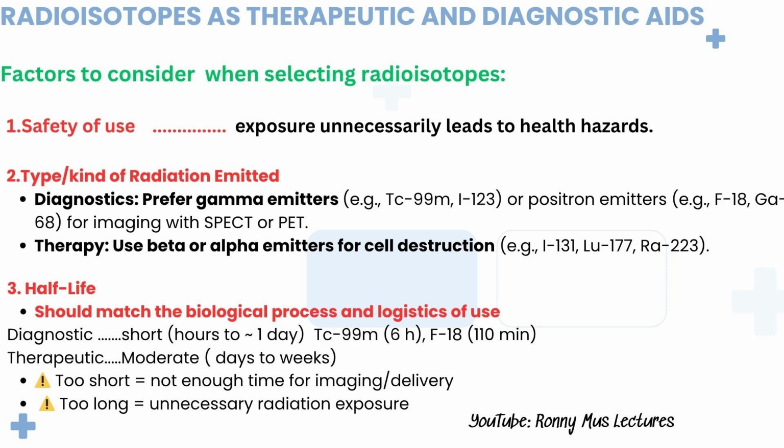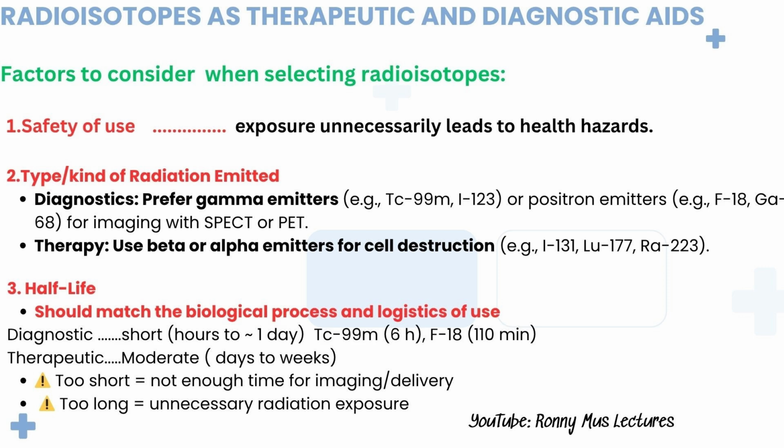Factors to consider when selecting radioisotopes. Number one, you need to consider safety of use. Why? Because they can cause health hazards. So you should not be exposed to radiations unnecessarily. Number two, the type and kind of radiation emitted. Is it beta, gamma, or alpha? All these radiations have different properties. For example, for diagnostics, we prefer gamma emitters.